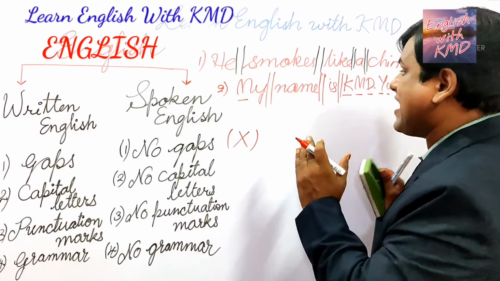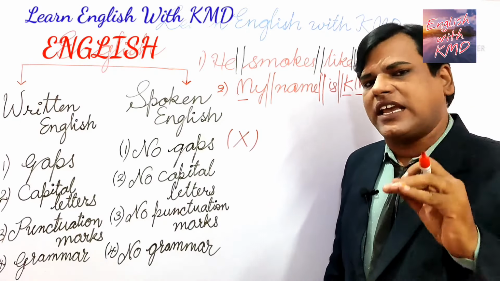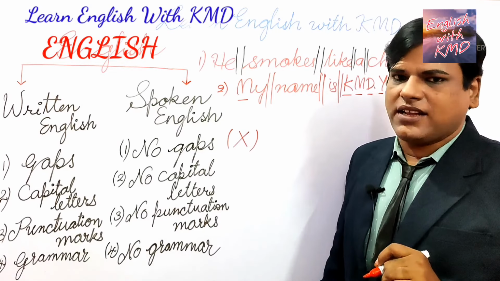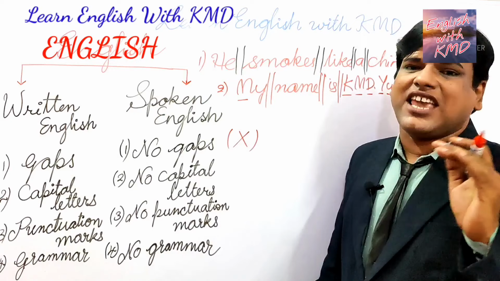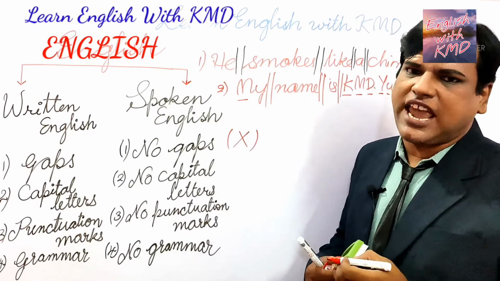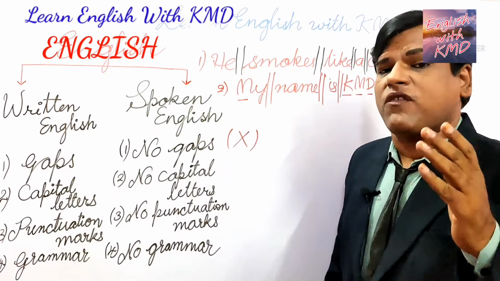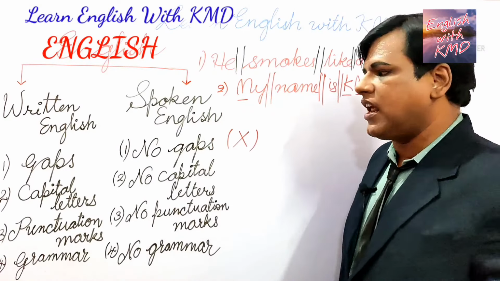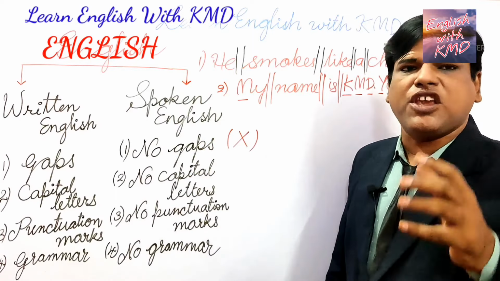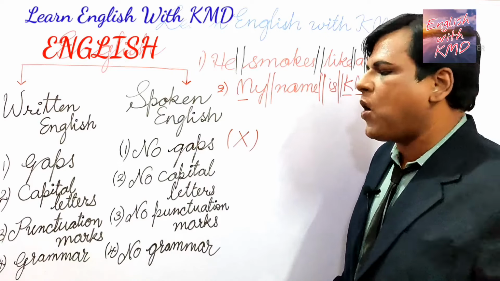Well, I treat 1, 2, 3, 4, 5 words as one single word or hardly 2 words. What's your name? My name is KMD Yunus. I never use capital letters. Hope you got the differences here. The first difference is we find gaps in written English, but we never use gaps in spoken English. Moving on to the second difference, we use capital letters in written English. We never use capital letters in spoken English.